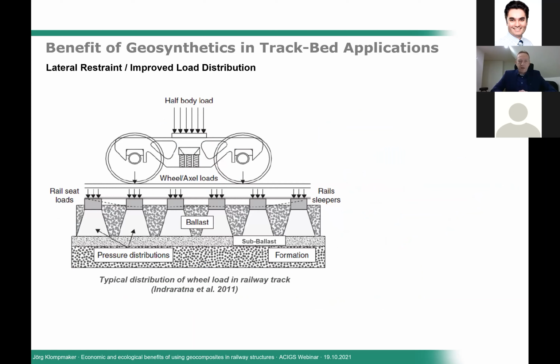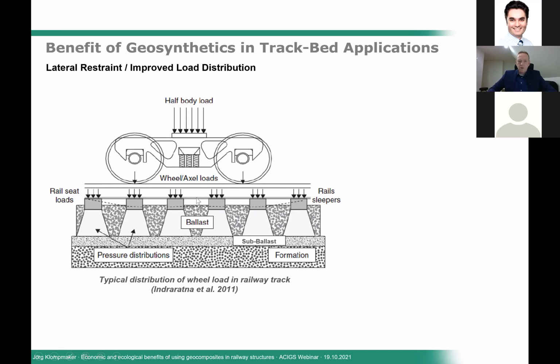So let's look at the benefits of using these geosynthetics, the separator and the combination of the separator and the geogrid in railway track applications. So the first benefit of these products is a lateral restraint, as I already mentioned, as a result of the stabilization effect. And another effect or benefit is the load distribution.